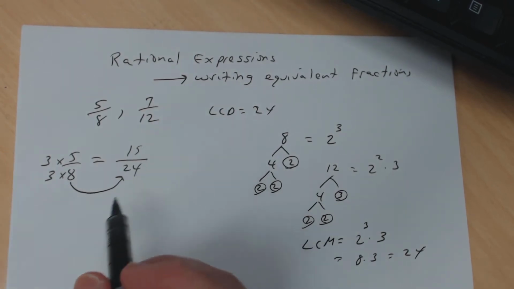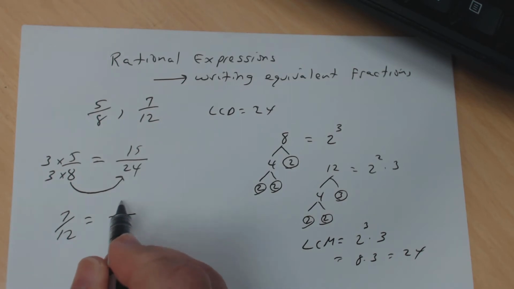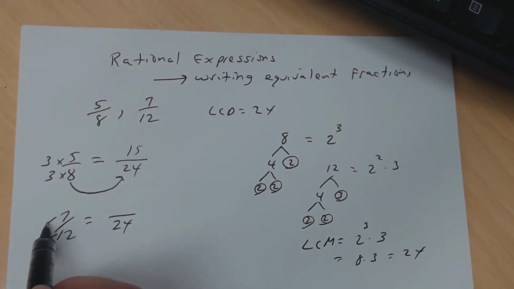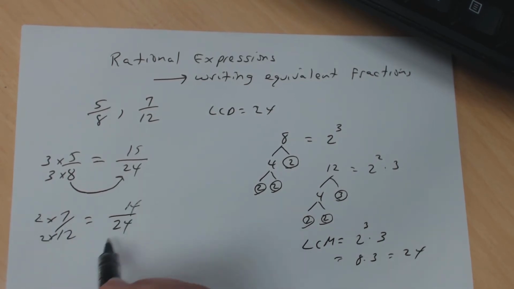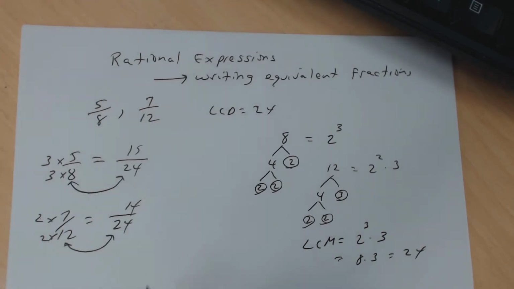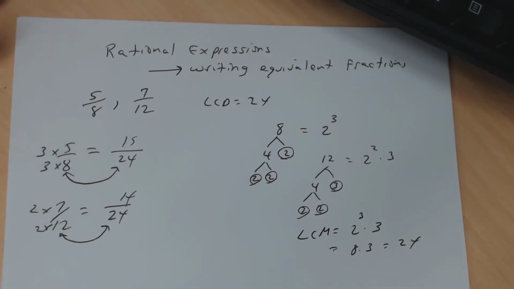All right. Now let's do the 7/12. So 7/12 is equivalent to what fraction with a denominator of 24? We did the same thing. 12 times 2 is 24. What I do to the denominator, I do to the numerator to keep it equivalent. 7 times 2 is 14. So 7/12 is equivalent to 14/24. All right, so that's what we mean about writing equivalent fractions.